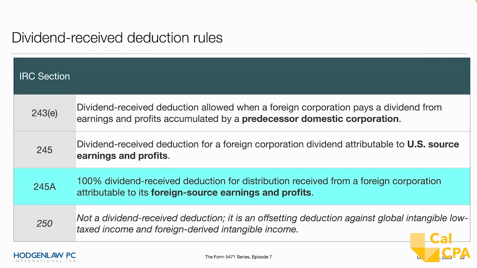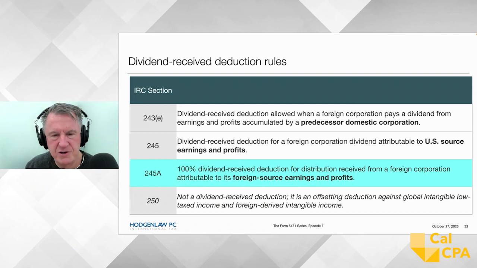The first one, 243(e). If you look at the rest of 243, it talks about dividends from domestic corporations. 243(e) specifies a situation when a foreign corporation's dividend to a domestic C corp will be covered by the 243 dividend received deduction. And that's when you had a domestic corporation, it morphed itself into a foreign corporation, but it had some carryover E&P from its domestic corporation days. So really an edge case, but it's there. 245 is the more common one.